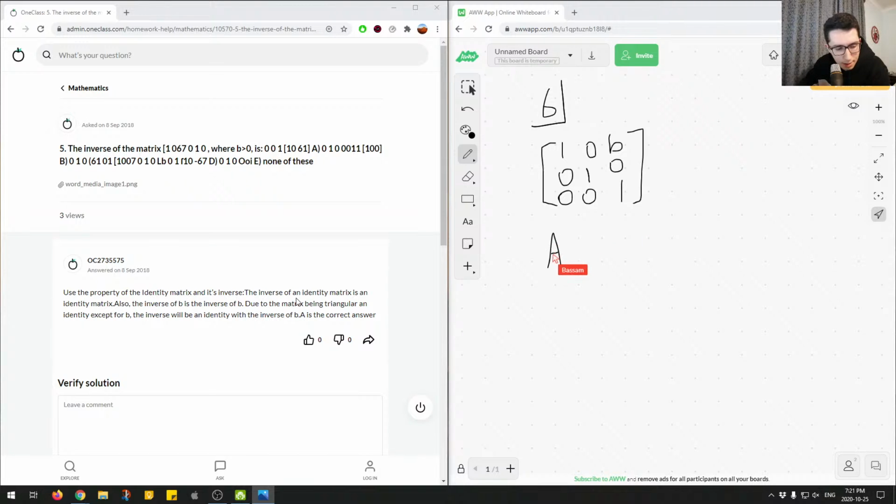Some matrix A times the inverse of that matrix will give us the identity matrix. And what the identity matrix is essentially, let's say if we're working with a 3 by 3 matrix, we would say 1 1 1 along the diagonal. This would be the identity matrix.